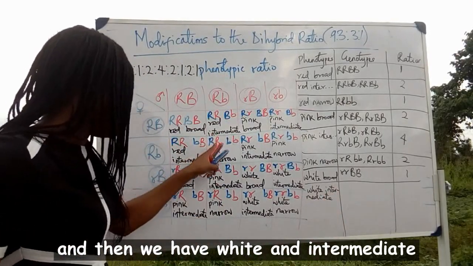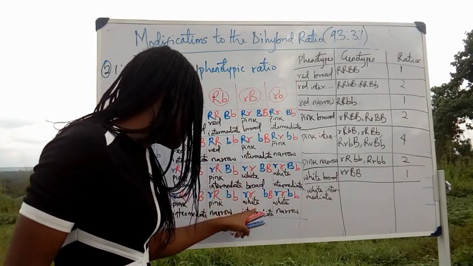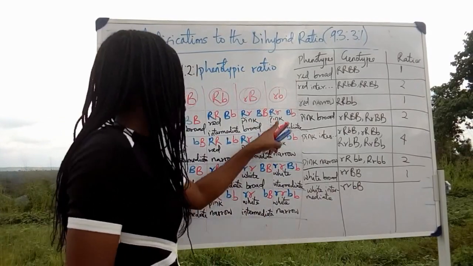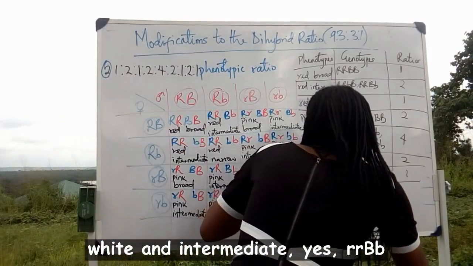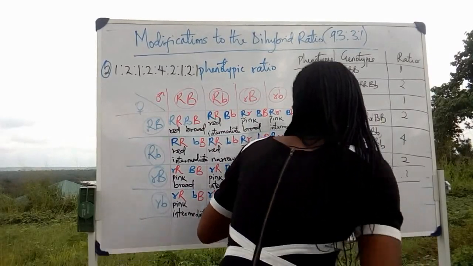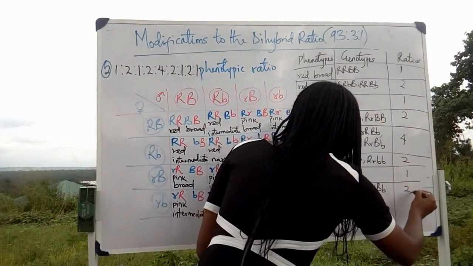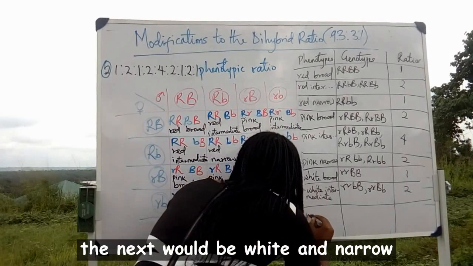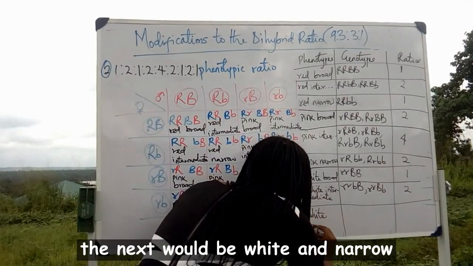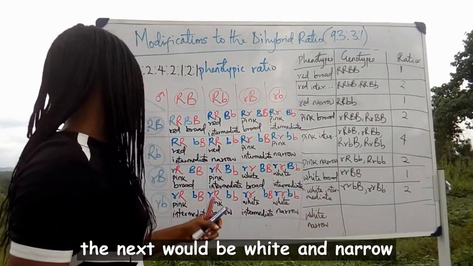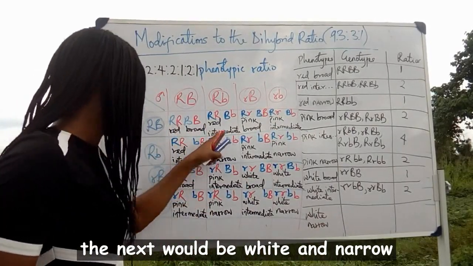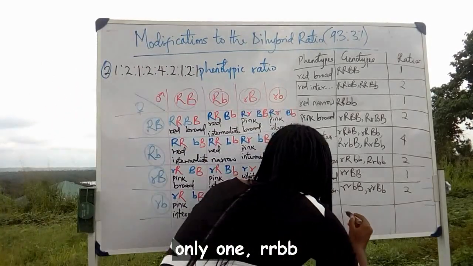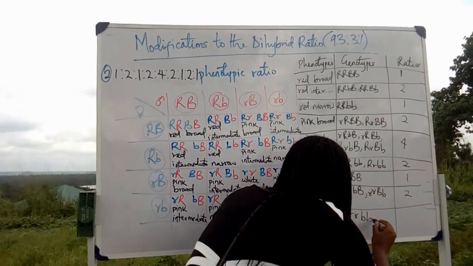Okay, white and intermediate. Yes. Small r, small b, big B. White and intermediate. Yes. Small r, big B, small b. That is 2. So the next will be white and narrow. White and narrow. So only 1. R, B, B.